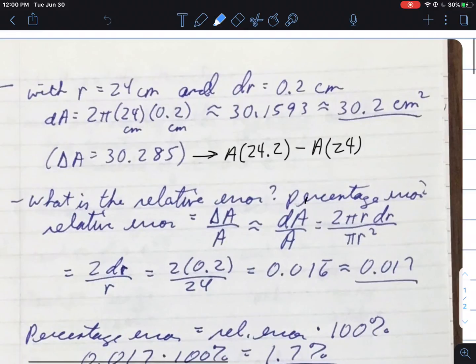So then with r equal to 24, that was our ideal radius, and dr equal to 0.2, that was the amount of error that we were allowed in the measurement of the radius. So there's our r and dr. We're just plugging that into dA. dA was 2 pi r dr, which gives us approximately 30.1593, or say about 30.2 square centimeters. Now what is that? That is dA.